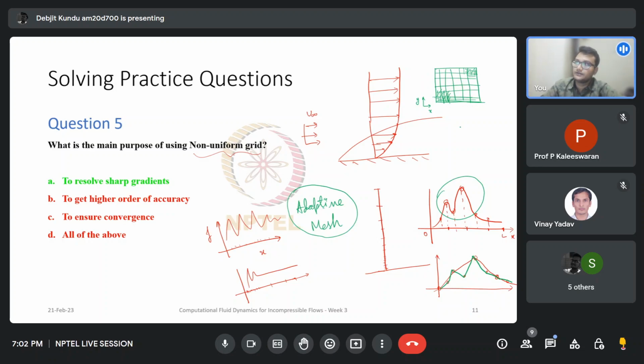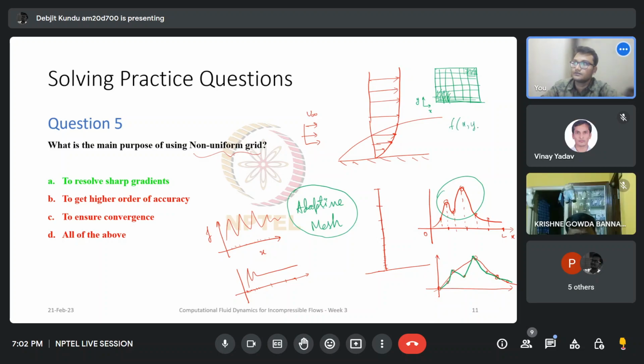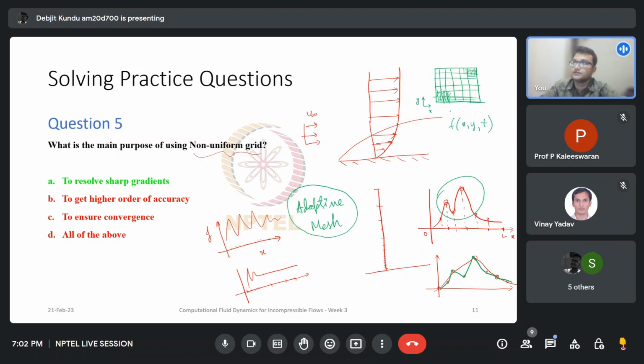Now, let's say we take a time evolving problem. So this entire thing is a function of time, not only space. So this f is like an x, y, t kind of thing. So with time, let's say in these other regions where you had taken widely spaced grids, there are also some vortices, some gradients that show up. Then these widely spaced grids won't be able to resolve that correctly. So that's where adaptive mesh comes in.